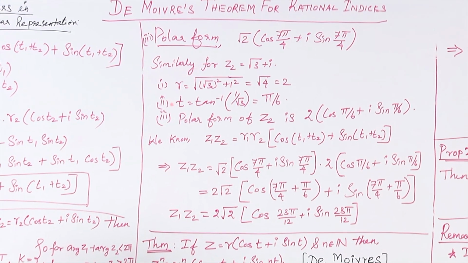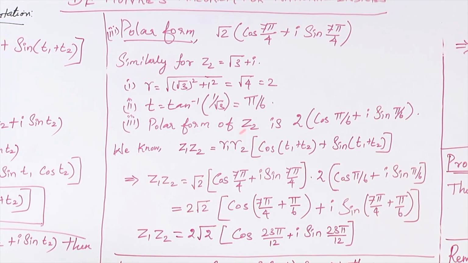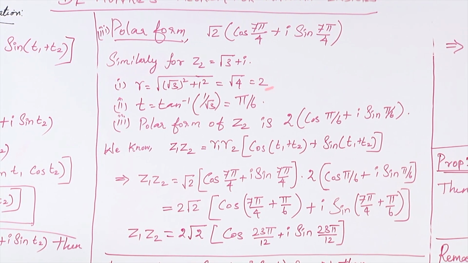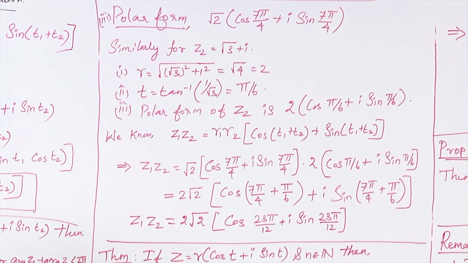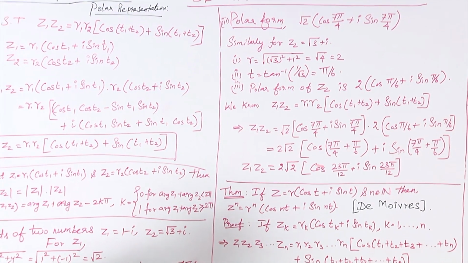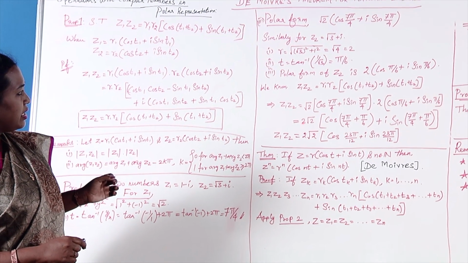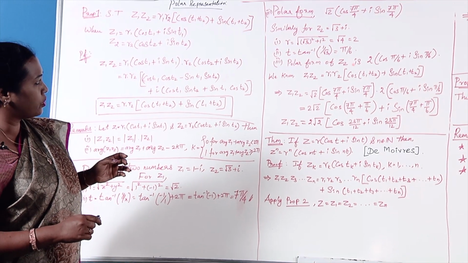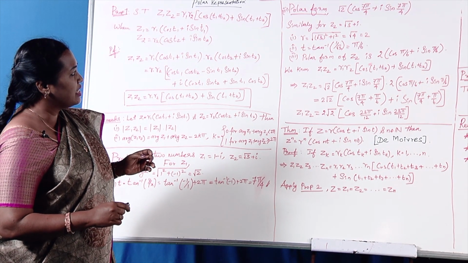Once again we find R here, we find t to be pi by 6, and then the polar form of Z2 is 2, which is the polar radius, times cos pi by 6 plus i sin pi by 6. Now, from the theorem we have seen that Z1 Z2 is equal to R1 R2 cos (T1 plus T2) plus i sin (T1 plus T2). Here we are merely substituting the values. We know the polar form for both Z1 and Z2.